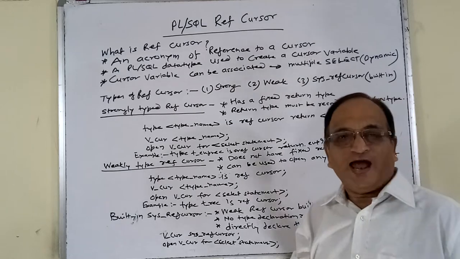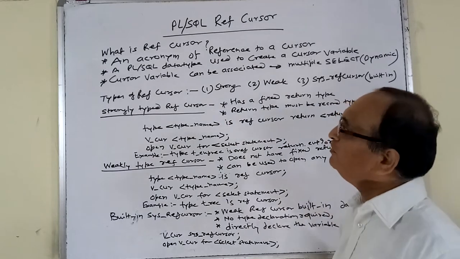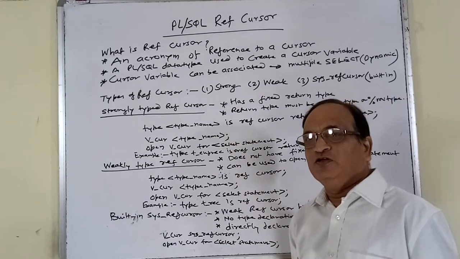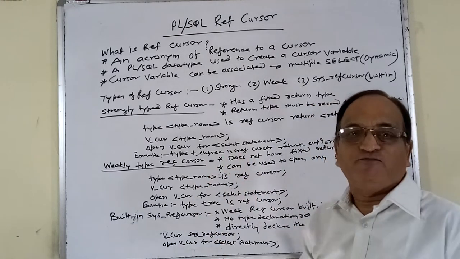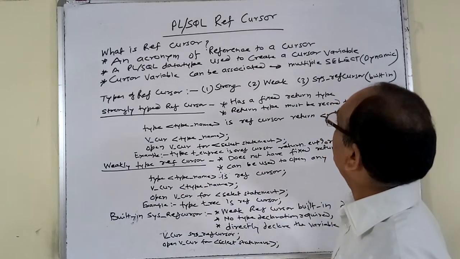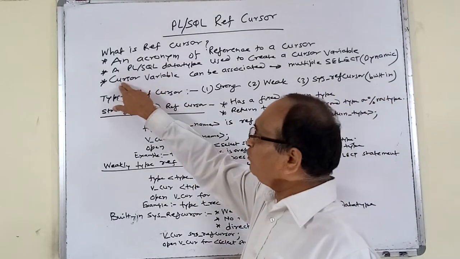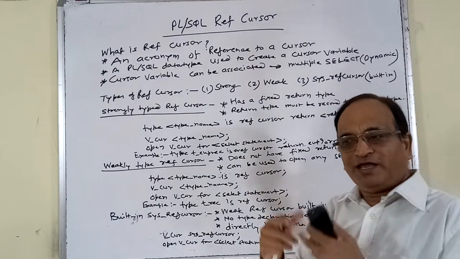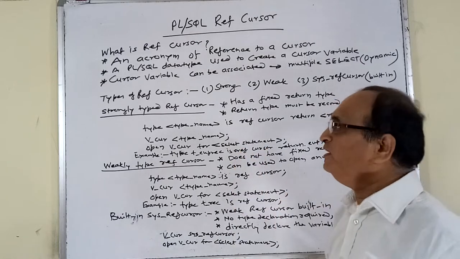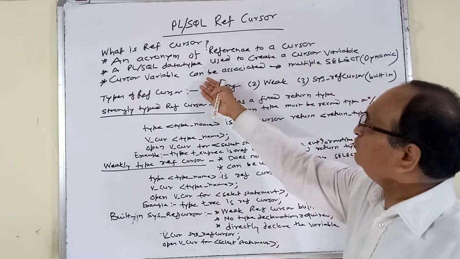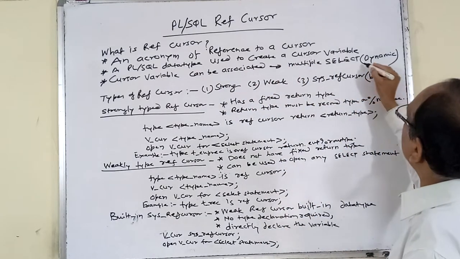And you will see that REF CURSOR basically is a two-step process. As we proceed into this video, I will show you that in the first step, you will have to declare a type, and then you have to declare a variable of that particular type which you have declared, and so it is a two-step process. And what advantage do you get with the PL/SQL REF CURSOR is that you create a cursor variable. Just like a variable can be assigned multiple values at different times in the same program, a cursor variable can be associated with multiple select statements, and so is dynamic in nature.